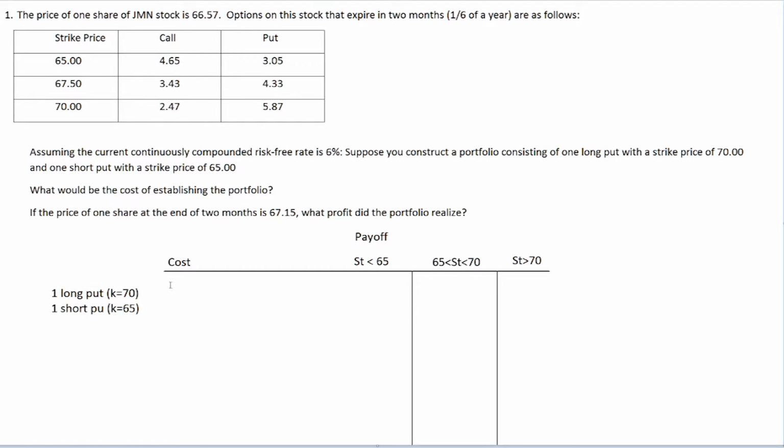Alright, so for our cost for a long put at K equals 70, just go to our chart here, it's 5.87, and then for a short put at 65, it's 3.05. But since it's short, remember shorts, we're always reversing the sign, it's going to be negative 3.05, because we're going to be receiving money from a short. So our total cost for establishing this portfolio is just 5.87 minus 3.05, which is 2.82.